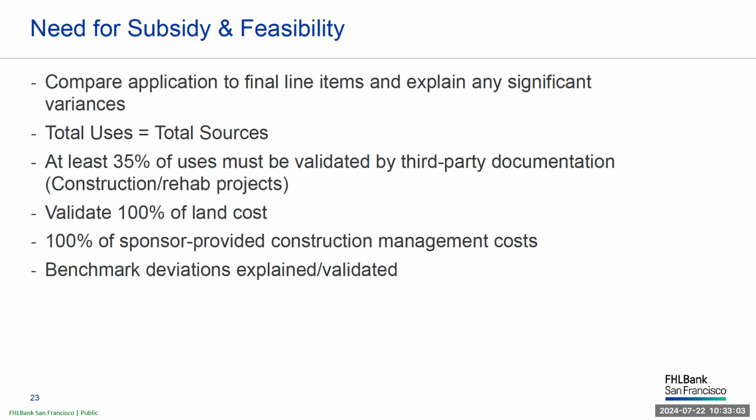100% of the land costs and at least 35% of construction costs must be validated by third-party documentation. If the construction management is provided in-house, payroll history and copies of job description will need to be provided at initial monitoring. However, it's important to remember that land costs and in-house construction management costs will not be counted towards the 35% construction cost validation. Any AHP benchmarks will need to be explained and provide supporting backup documentation. Now let's move on to the development budget.